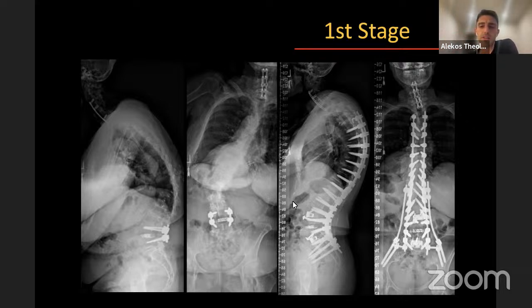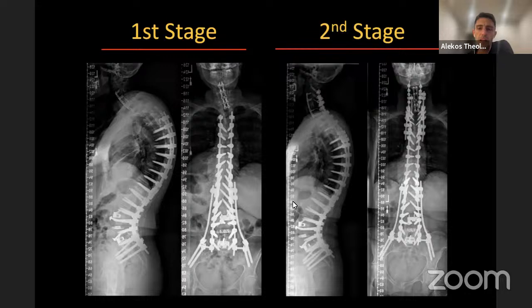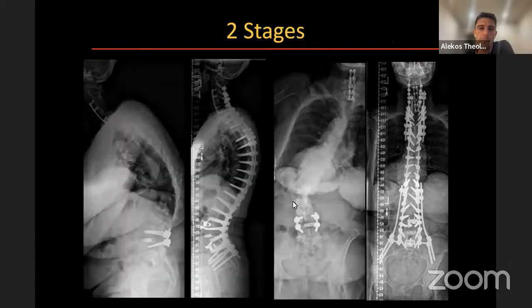And you can say, well, she has PJK. And I think that is possible, but she just has an underlying cervicothoracic deformity that we were planning on addressing in a staged fashion. So after about 6 months, she was up for another hit, and we extended her up to C2 and she is now quite a happy camper. This is her pre and post.